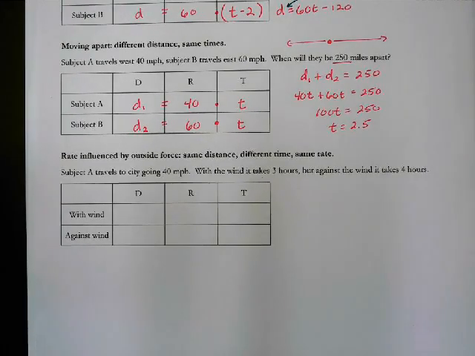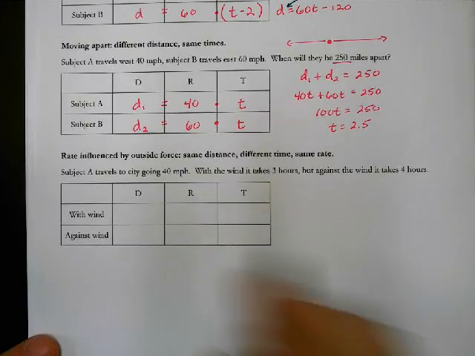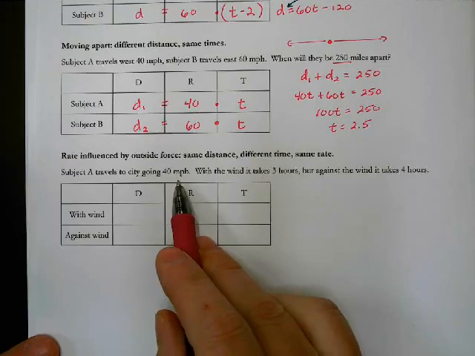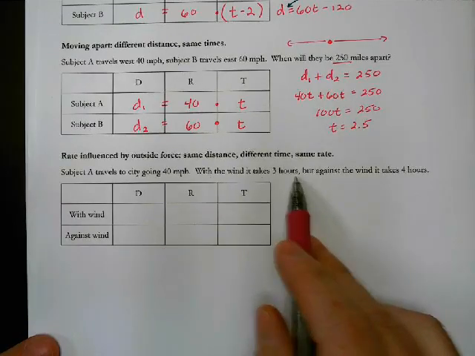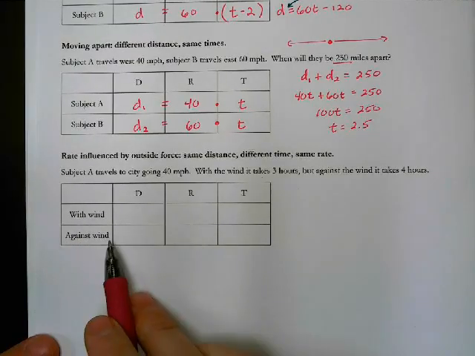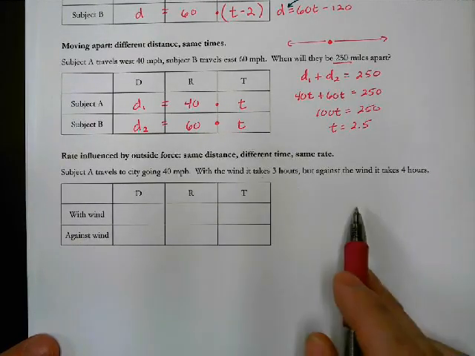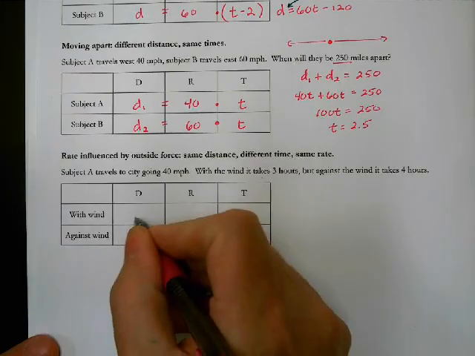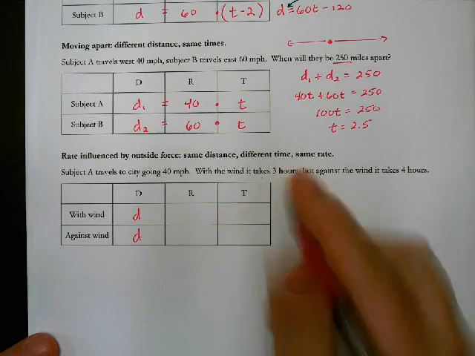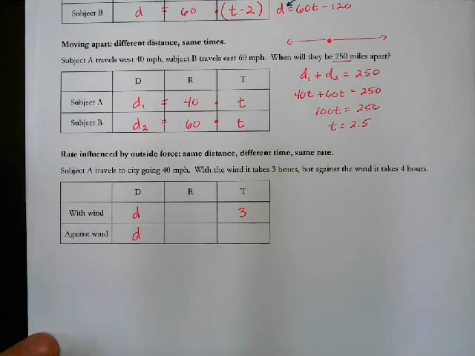So again, our times are different on this one. So subject A travels to a city going 4 miles an hour. With the wind it takes 3 hours, but against the wind it takes 4 hours. So we only have one subject in this one, but they're going in two different sections. They're going to go to a city and they're going to come back. So their distance is the same. They're going to go somewhere and then come back, same distance. Their times are not the same. When they go with the wind pushing them, it takes less time. They're going against the wind, they're fighting against the wind, so it takes more time.